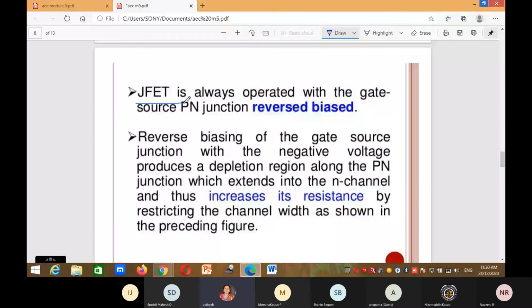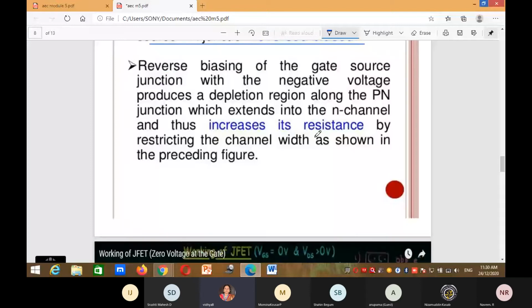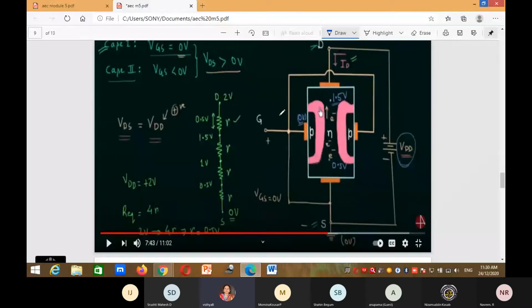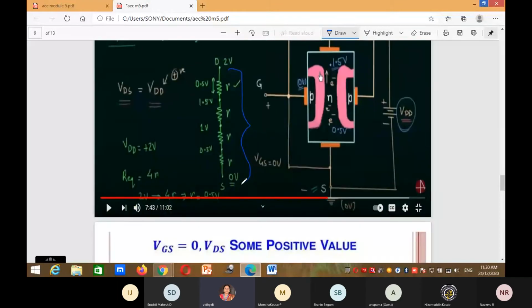A JFET is always operated with the gate-source PN junction reverse biased. Reverse biasing of the gate-source junction with negative voltage produces a depletion region along the PN junction, which extends into the N channel and thus increases its resistance by restricting the channel width, as shown in the preceding figure. You can observe here in the N channel there will be a resistance from here to here. From some voltage it will start and it will end at 0 voltage.